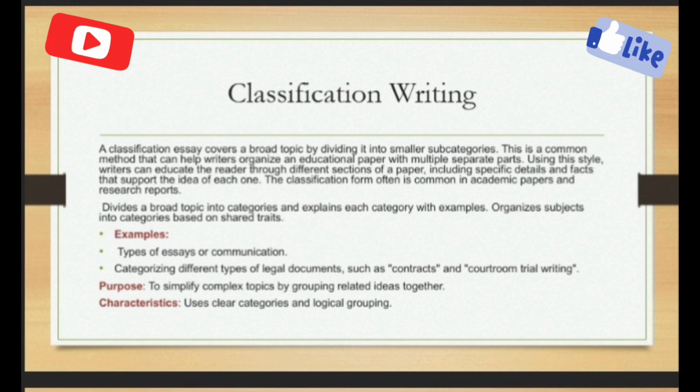In easy wording, we can say it divides a broad topic into categories and explains each category with examples. Organize subjects into categories based on shared traits. Example: types of essay or communication. Categories: different types of legal documents such as contracts and courtroom trial writing. Then purpose of classification writing: to simplify complex topics by grouping related ideas together. Characteristic: uses clear categories and logical grouping.